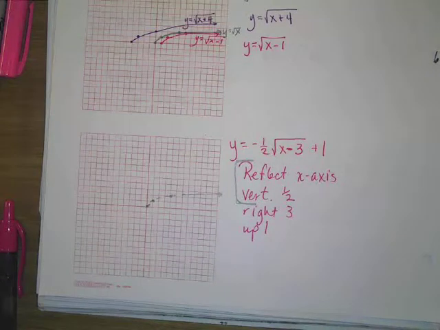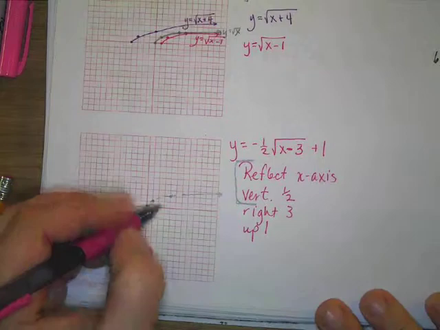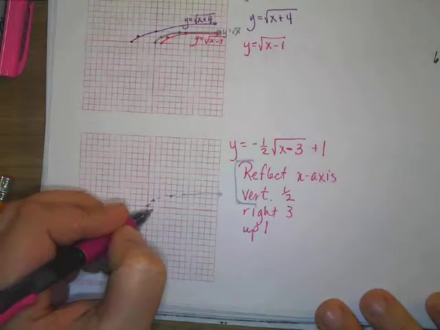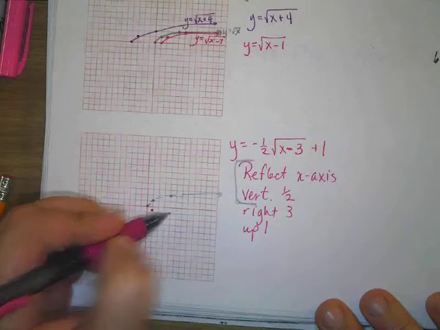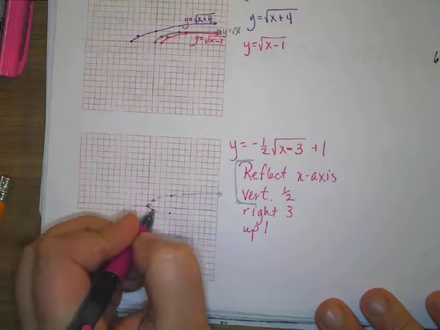So now, the negative, we're going to reflect it, and we need to shrink our y values by 1/2. So instead of being down here at -1, it's going to be at -1/2. And instead of being at -2, it's going to be at -1. So now we're right here.